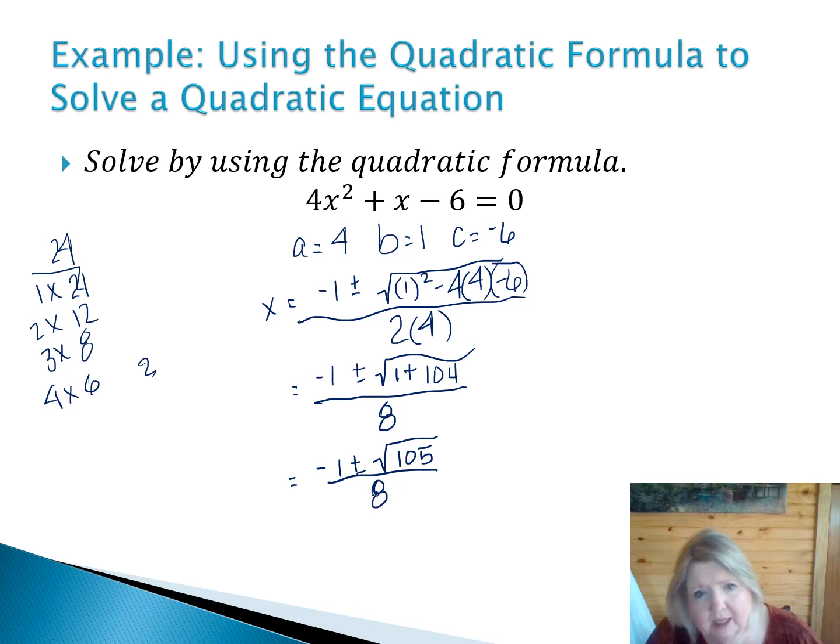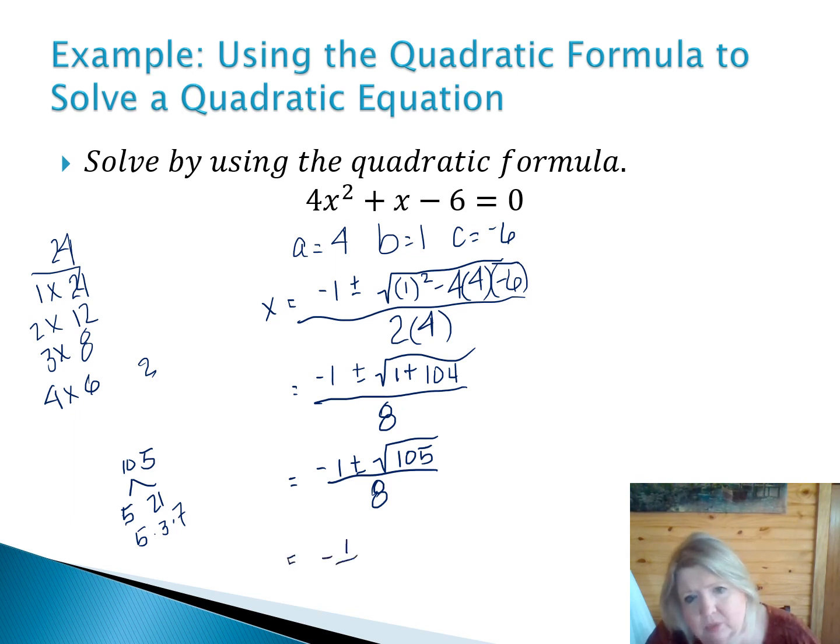Now, without a calculator, simplifying this 105 might be a little tricky, but I recognize that, of course, 5 goes into it, so does 3, okay? So I'm going to say, oh, let's do the 5 first. That leaves me 21. So this is 5 times 3 times 7. No square numbers going into it, so it is simplified form. So that's a good thing.